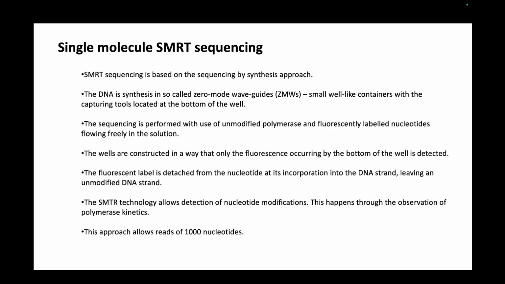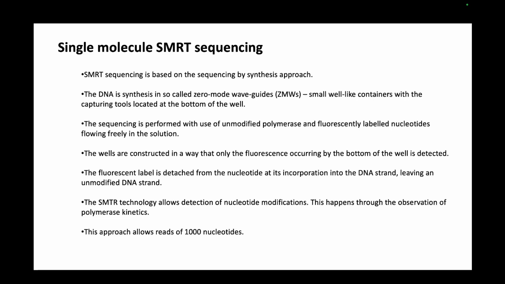The sequencing is performed with the use of unmodified polymerase and fluorescently labeled nucleotides flowing freely in solution. See, the whole idea of sequencing by synthesis was the same in Sanger, the same in Illumina, and kind of the same in SMRT. But they have modified it for convenience, for how you can increase the number of reads and how you can parallelize this process. In those cases they have improved, but the whole idea remains the same.